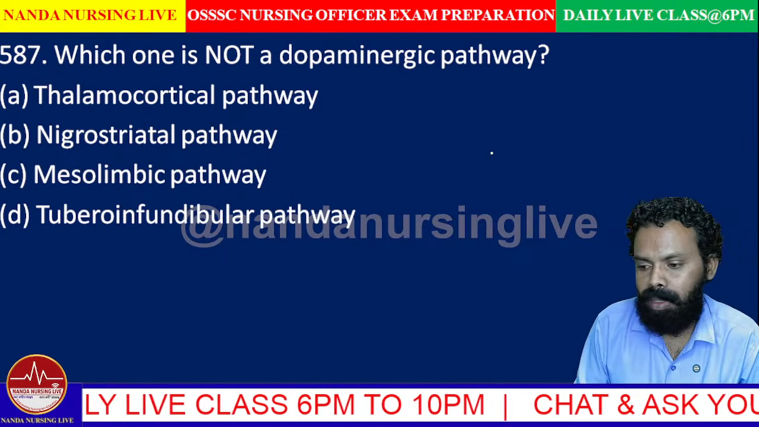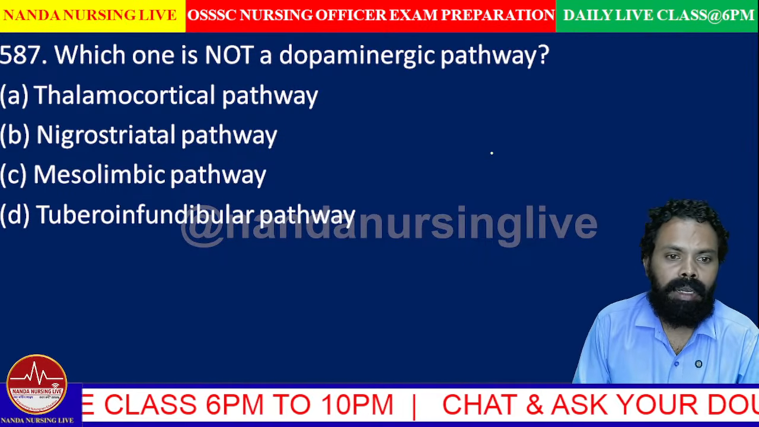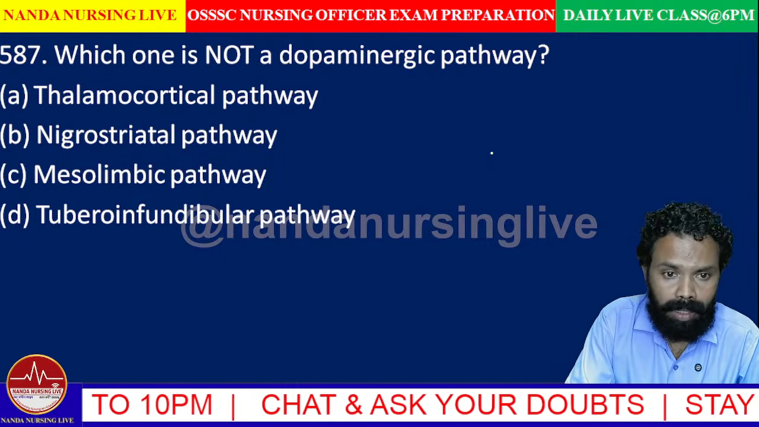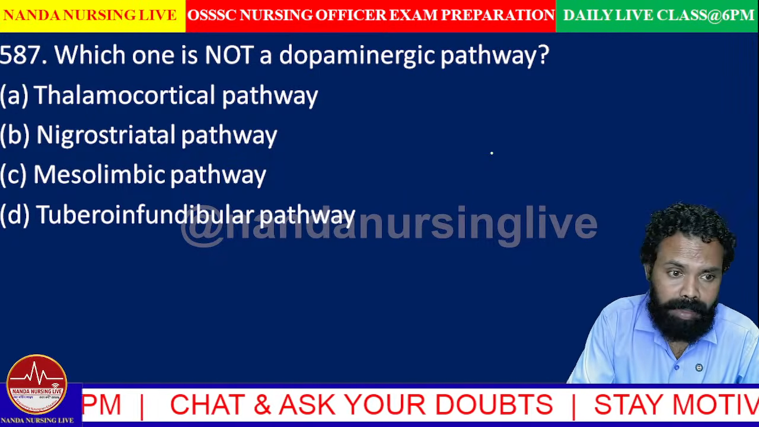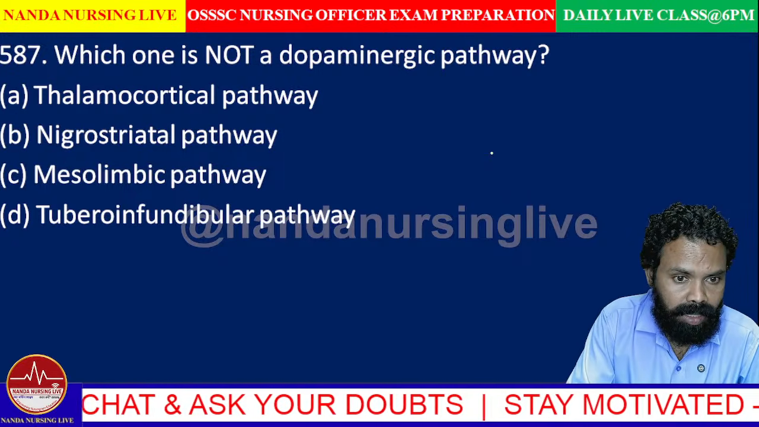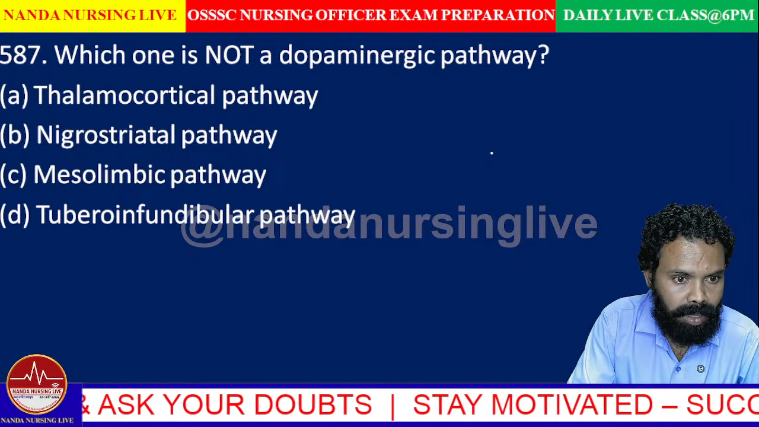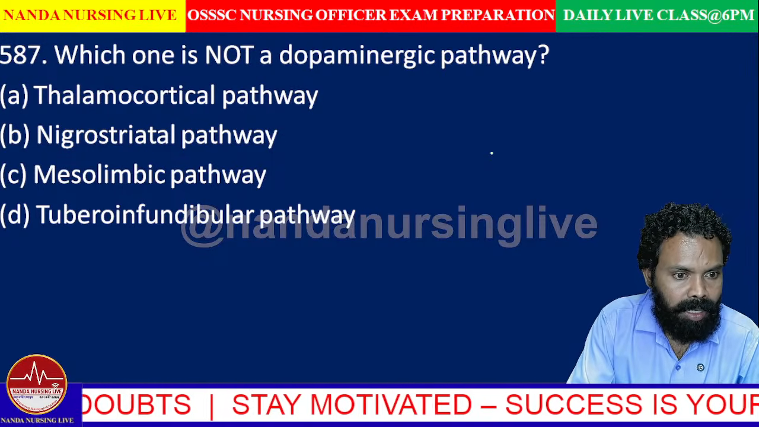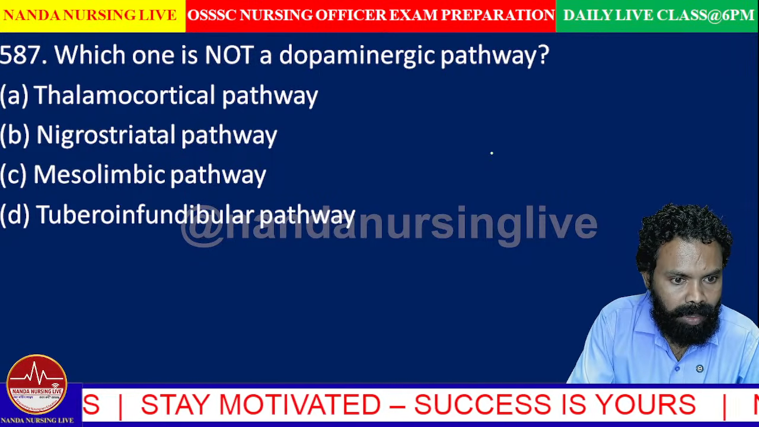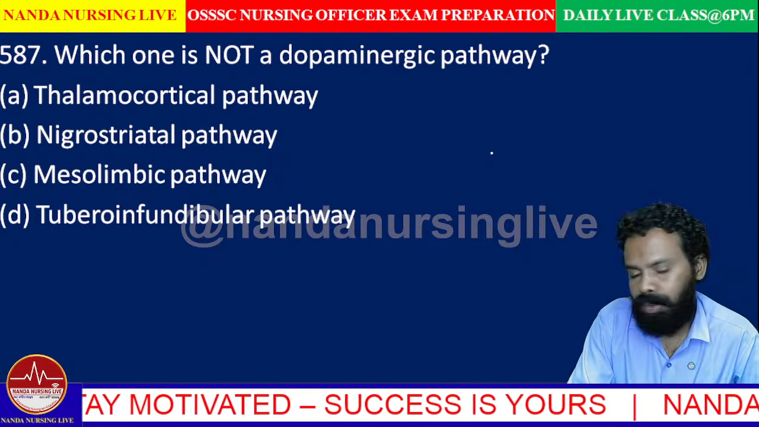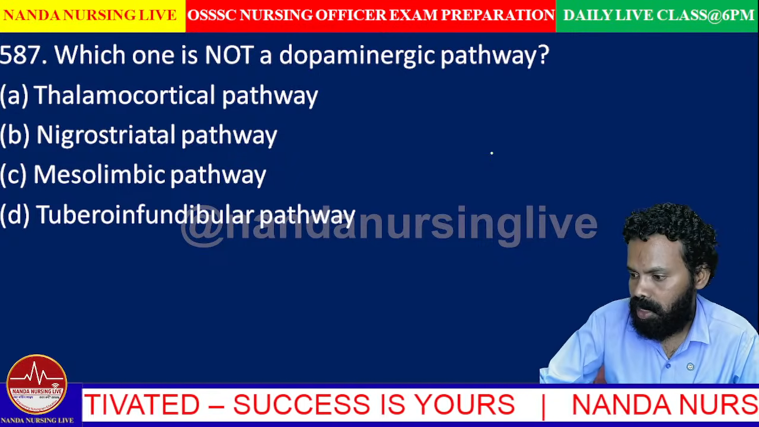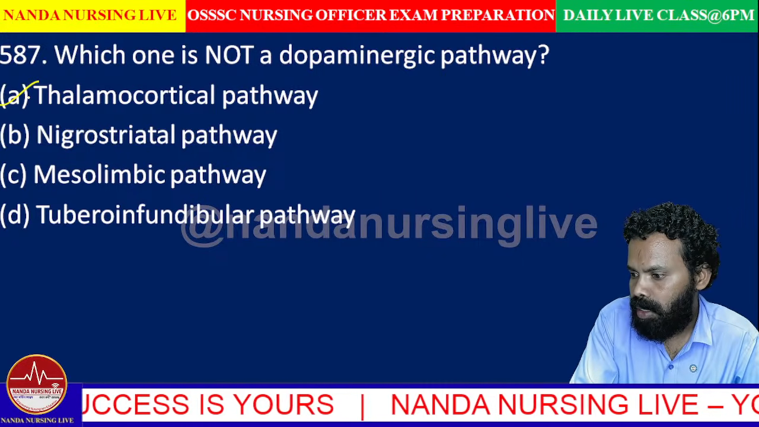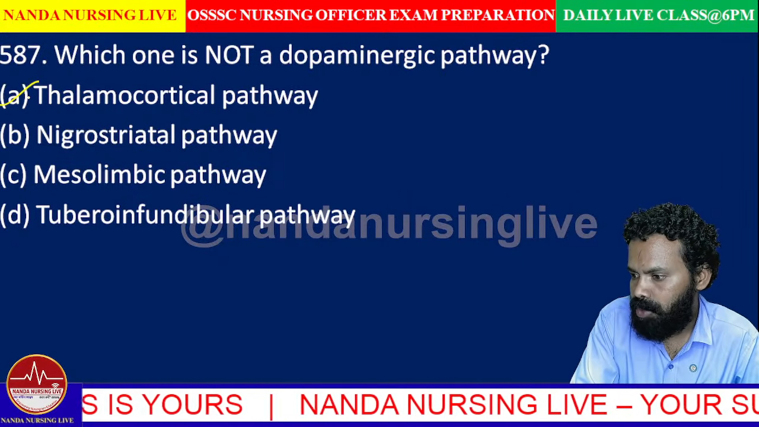Next question, question number 587. Which one is not a dopaminergic pathway? Option A is thalamocortical pathway, option B is nigrostriatal pathway, option C is mesolimbic pathway, option D is tuberoinfundibular pathway. So which option is the correct answer? The correct answer is option A, thalamocortical pathway, right?